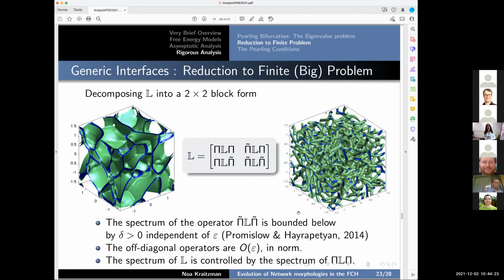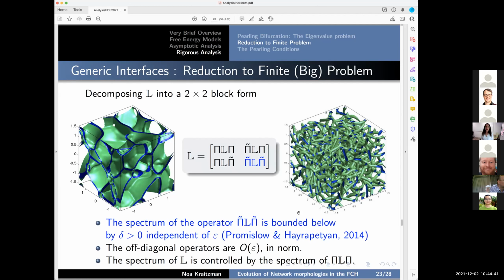So we took L and decomposed it into this 2x2 block. Here, pi is the projection onto the space of small eigenfunctions, and pi tilde is the complementary projection.